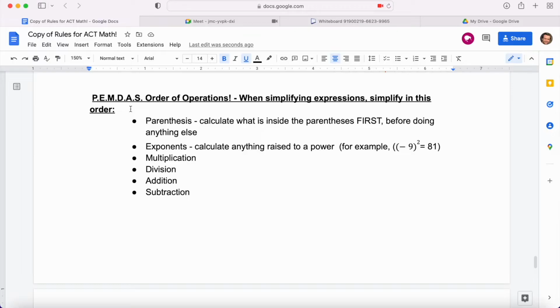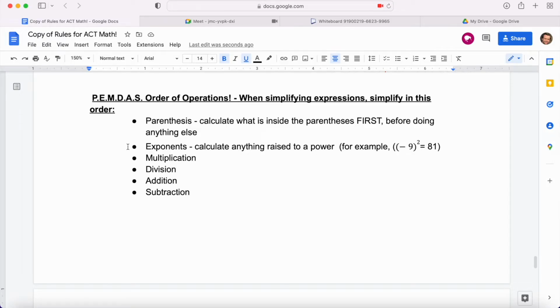First thing is calculate the parentheses, right? So you calculate what's inside the parentheses first. That's where you should start, okay? So if there's any addition or subtraction or multiplication or division inside the parentheses, do the parentheses first. Simplify that. Then take care of the exponents. That's the second part of PEMDAS. Apply the exponents. Then you can do multiplication and division if you need to. And then lastly, do addition and subtraction.